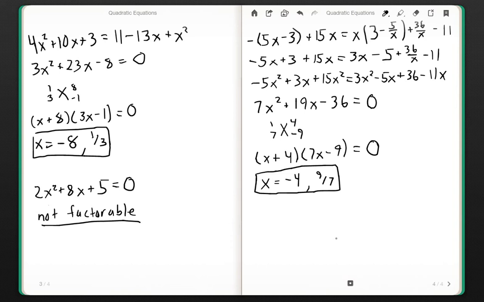Okay, so before we continue with solving quadratic equations, we're going to take a bit of a detour in the next video to go over simplifying square roots, which is a very important skill before we move on to more quadratic equations.